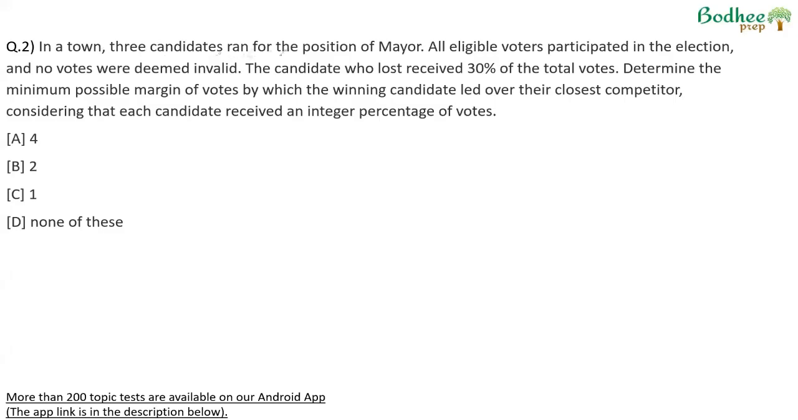In a town, three candidates ran for the position of mayor. All eligible voters participated in the election and no votes were deemed invalid. The candidate who lost received 30% of the total votes. Determine the minimum possible margin of votes by which the winning candidate led over their closest competitor, considering that each candidate received an integral percentage of votes.